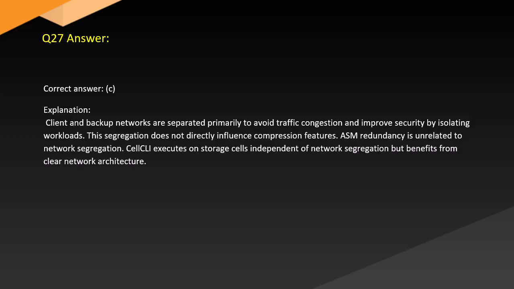Answer. Correct answer, C. Explanation. Client and backup networks are separated primarily to avoid traffic congestion and improve security by isolating workloads. This segregation does not directly influence compression features. ASM redundancy is unrelated to network segregation. Cellcli executes on storage cells independent of network segregation but benefits from clear network architecture.